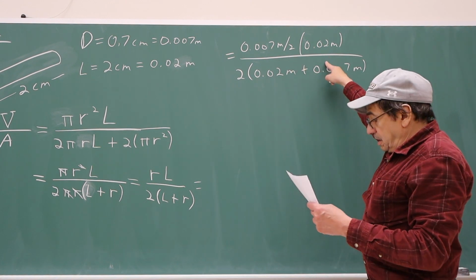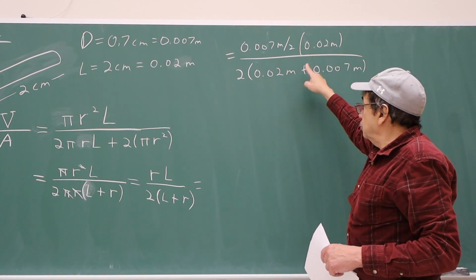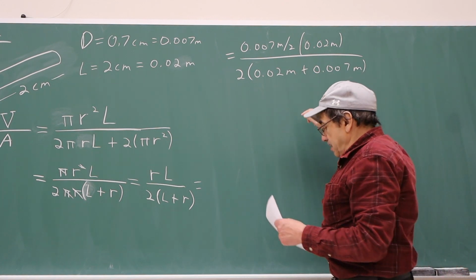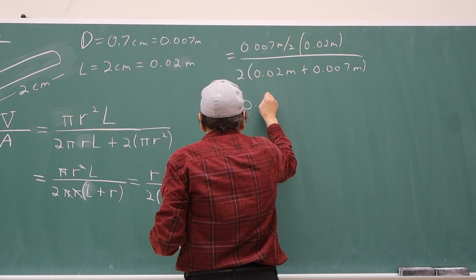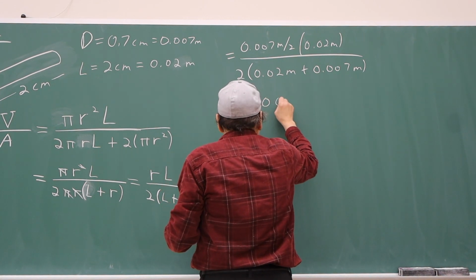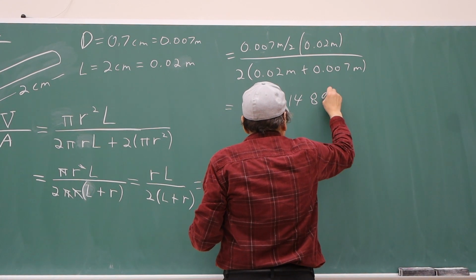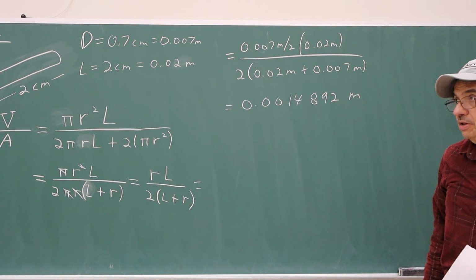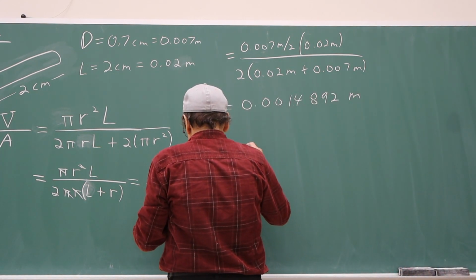Notice that this is going to be meters squared in the numerator, meters in the denominator, so we're going to end up with meters. And when we put it in the calculator, it is 0.0014892 meters. Now we want to calculate the Biot number, and remember what that is.